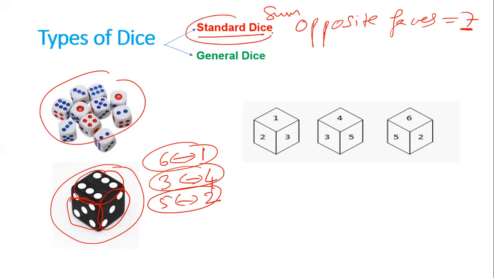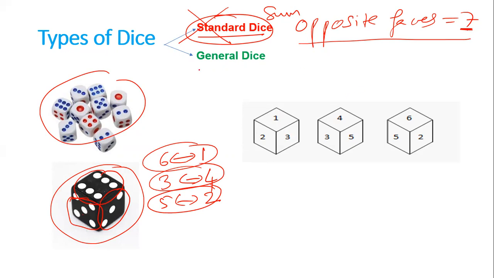And in standard dice, since there is no chance to ask a variety of questions, you cannot expect many questions from standard dice. In fact, you don't get questions from standard dice in the exam, because it is very simple. In standard dice, the sum of opposite faces is 7, so you can find the number accordingly.